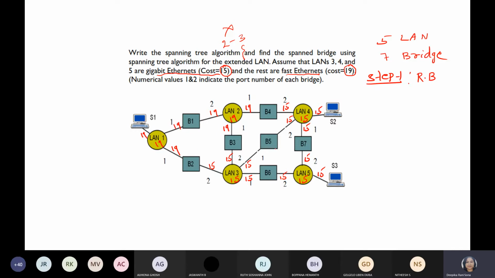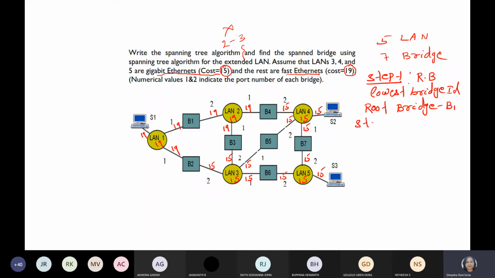So among these 7 bridges, which should be the root bridge according to the spanning tree algorithm? Anybody can answer? Step 1 is to find out the root bridge. So which is the bridge ID which carries the lowest bridge ID? Bridge 1. Yes. So here we may mark the root bridge as bridge 1.